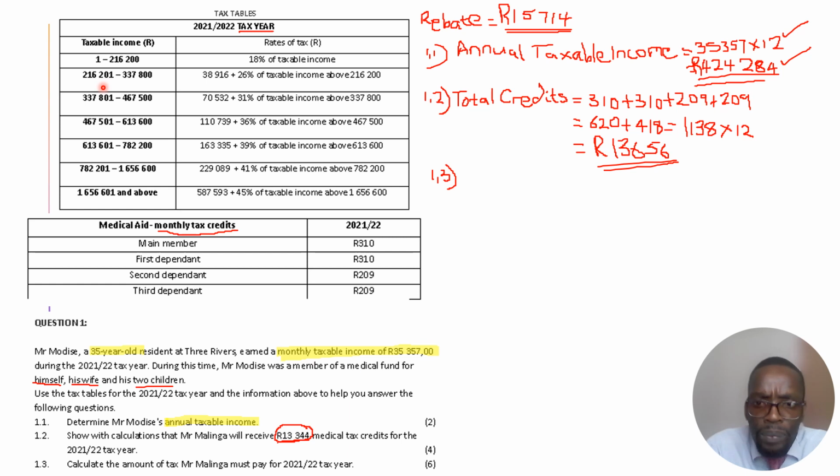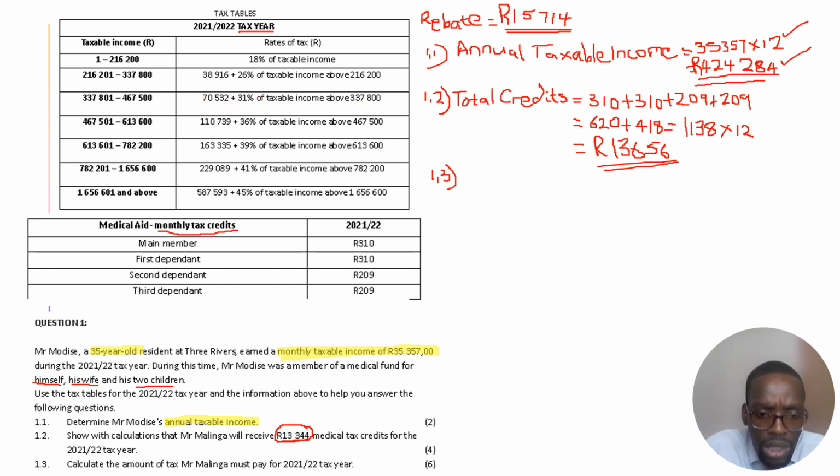The second one fits those that are earning 216,201 up to 337,800. These are the ones in the second bracket, but Mr. Malinga is earning over 400,000, so he's not in that second one. The 400,000 falls in the third bracket, in this bracket here. So the formula for calculating the tax payable is the one that is given here.